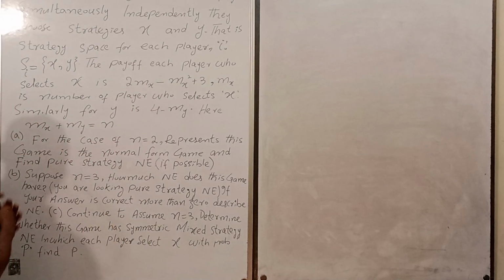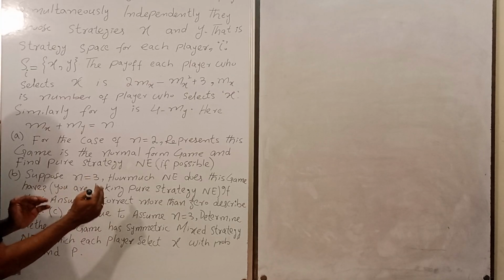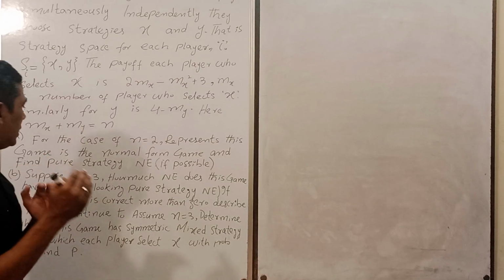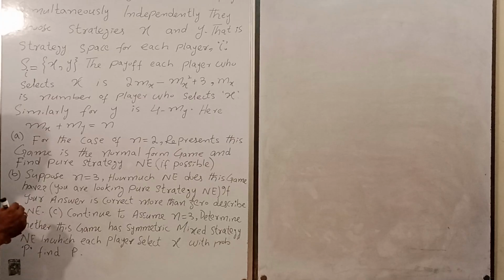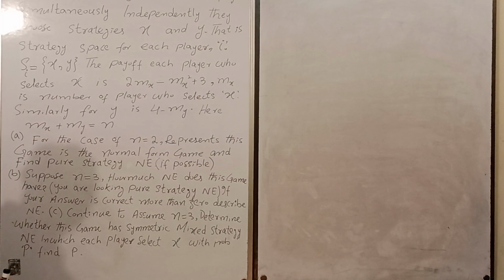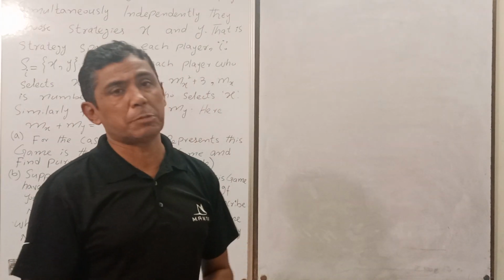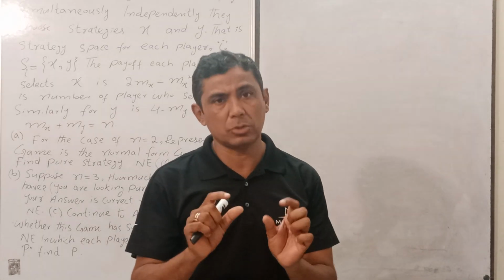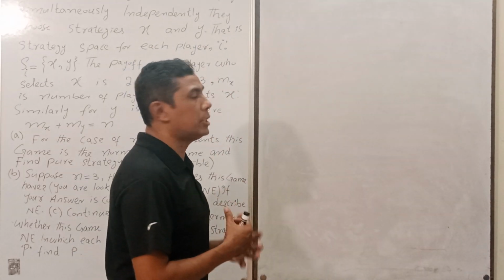If your answer is correct, more than 0, describe the Nash equilibria. First of all, you have to draw a matrix with respect to 3 players. It is a little bit tricky. What do I need to do here?